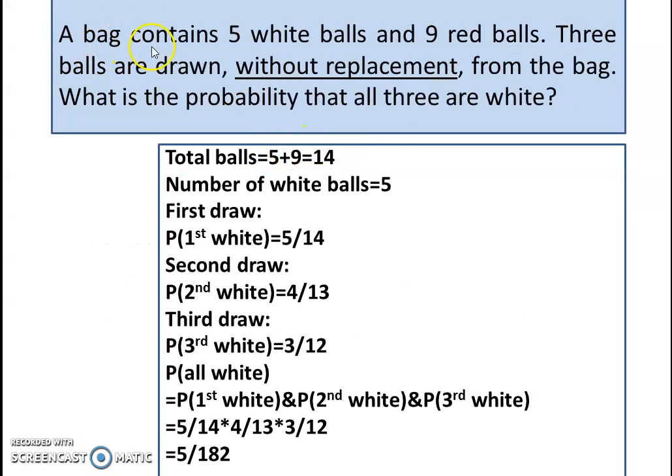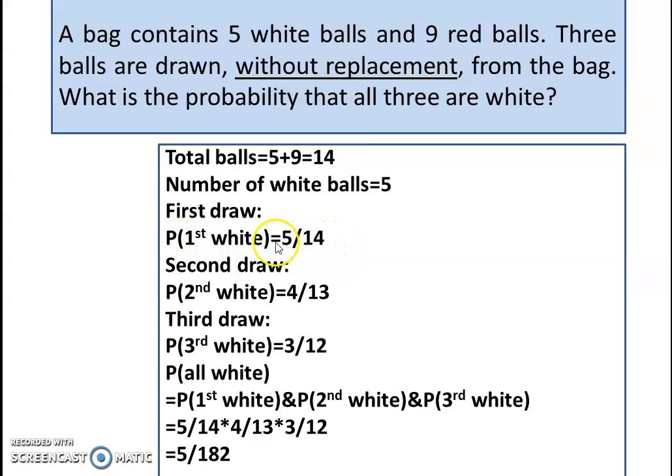Next question is, a bag contains 5 white balls and 9 red balls. 3 balls are drawn without replacement from the bag. What is the probability that all 3 are white? So in this question, we are taking balls one by one without replacement. So in the first draw, total balls are 14, 5 plus 9, and the number of white balls is 5. So in the first draw, the probability that the ball is white will be 5 upon 14.